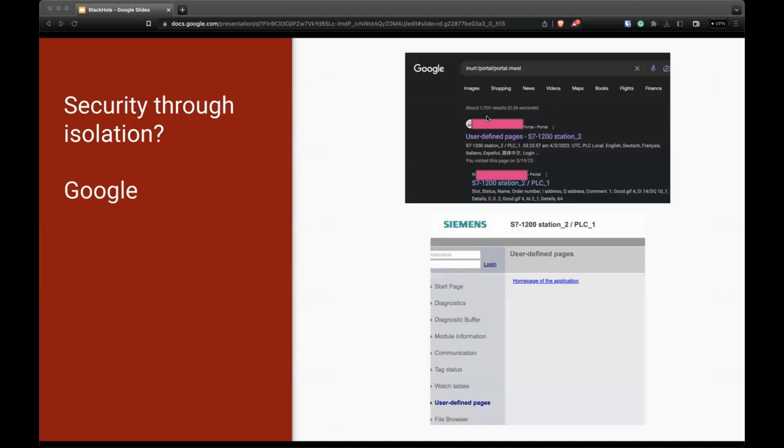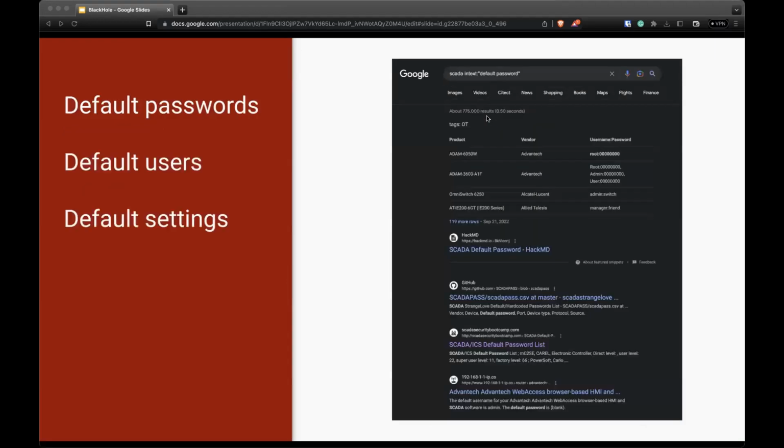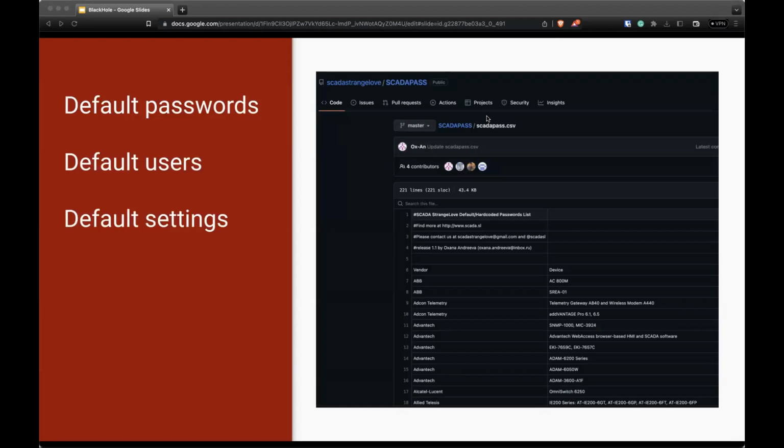But why bother with Shodan? Why not just use Google with the proper dorks? These days, many PLCs have web interfaces for remote control. So you just log in over the internet. But how do you log in? What's the username and password? Remember what I said earlier. Many PLCs have default users, default passwords, and default settings. It's all right there. In fact, there's a CSV of this type of information from SCADA Strangelove. They're an independent group of InfoSec researchers that are focused on ICS and SCADA.